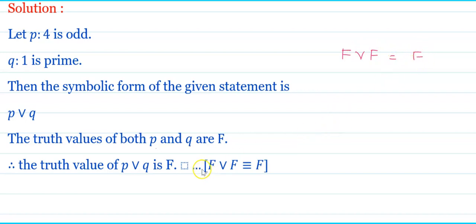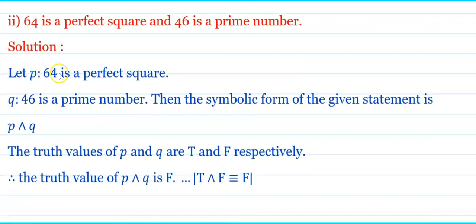Okay. Now the next. 64 is a perfect square and 46 is a prime number. Now 64 is a perfect square, it's true. 46 is not a prime number. Now see this here. P, 64 is a perfect square. Q, 46 is a prime number. Then the symbolic form of the given statement is P and Q. The truth values of P and Q are T and F respectively. And therefore P is T and this is F, and that is equal to F overall. Okay. The final answer is F.